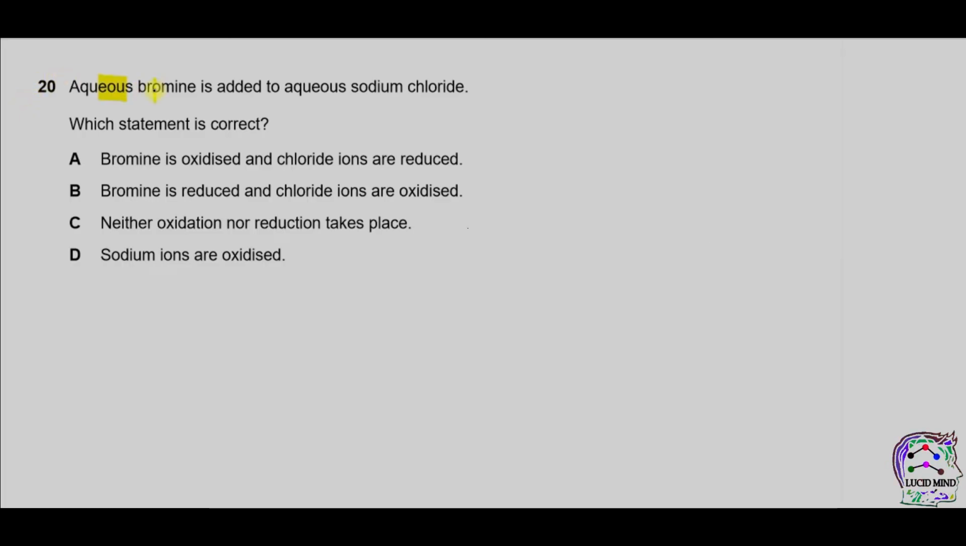Question 20. Aqueous bromine is added to aqueous sodium chloride. Which statement is correct? Part A. Bromine is oxidized and chloride ions are reduced. Now we can see that in the reactivity of halogens, the one at the top is more reactive as compared to the one at the bottom. So now we can say that chlorine can replace bromine, but bromine cannot replace chlorine because bromine is less reactive than chlorine. It says bromine is oxidized and chloride ions are reduced.